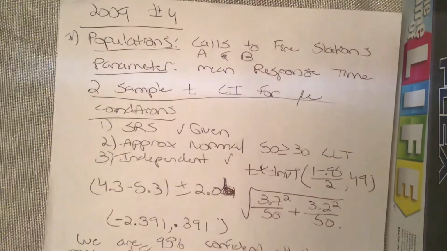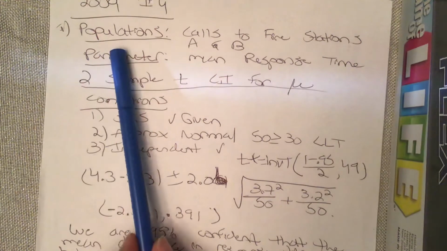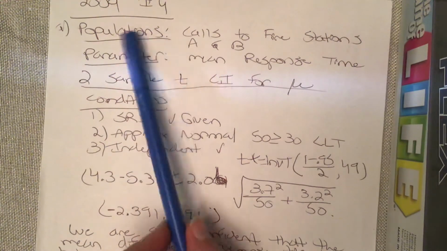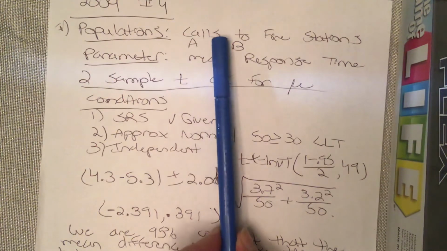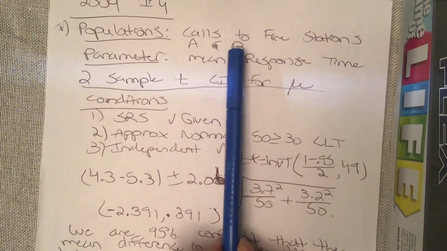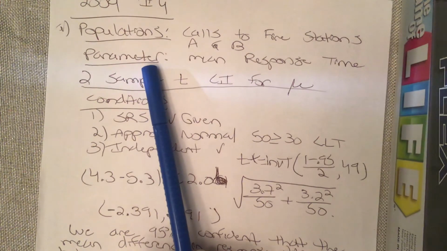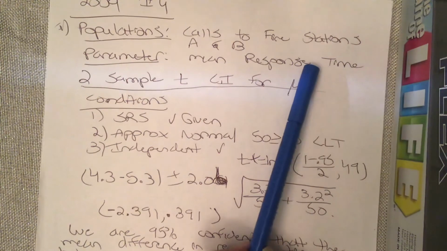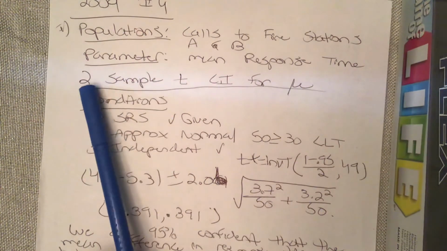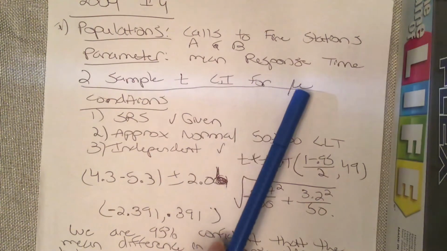So I'm just going to go to this other page where I have my work. Since it's a two sample, we have two populations. My populations are the calls because they took a sample of the calls, so the calls to fire stations A and B. And then the parameter. Remember, parameter for us is always going to be mean or proportion. So in this case, it's the mean response time. So that's my step 1. Step 2, this is a two sample T confidence interval for mu.